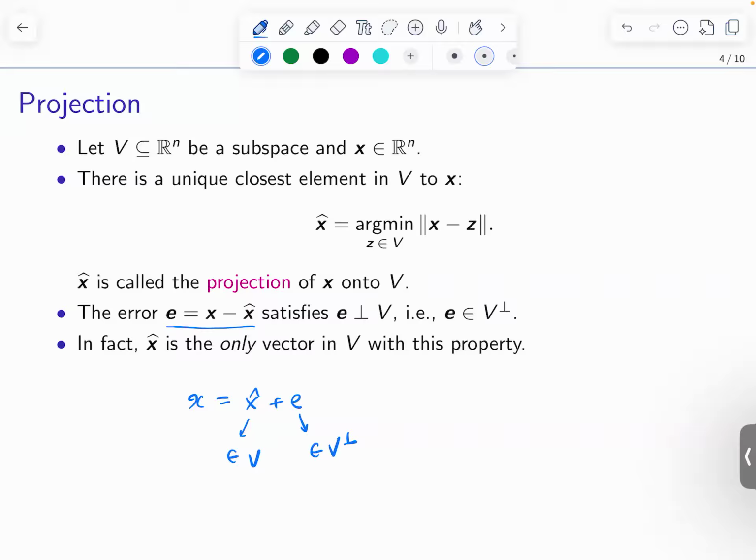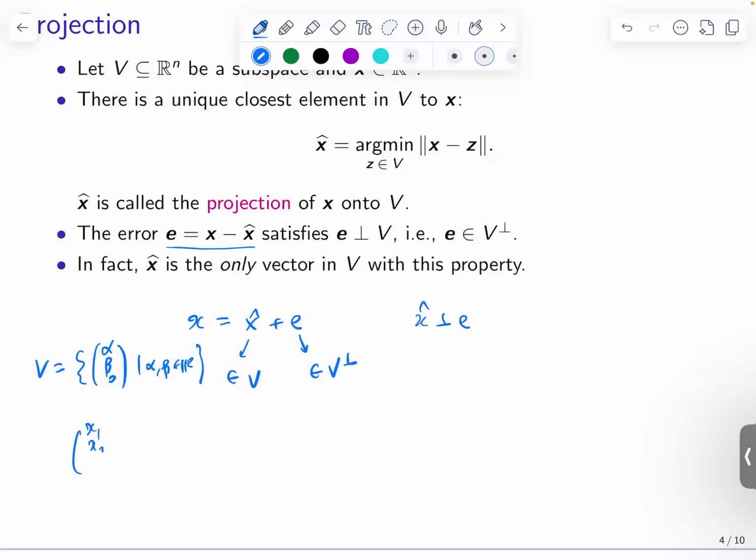So fix a subspace V, and it decomposes the space into two pieces. For every vector, there's one component in V and one in V perp, and they're orthogonal to each other. So x hat, as we have seen, is orthogonal to e. It's an orthogonal decomposition of the space. For example, if V is the xy plane, alpha, beta, 0 in R3, and I have a general vector x1, x2, x3, that's my x, then I can write it as a projection onto the xy plane, which should be clear, plus the error, which is going to be this.